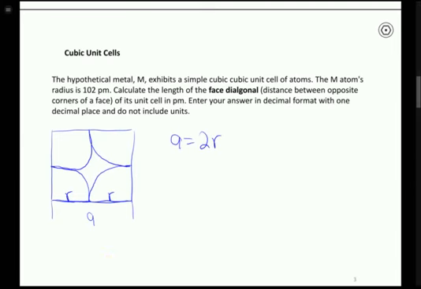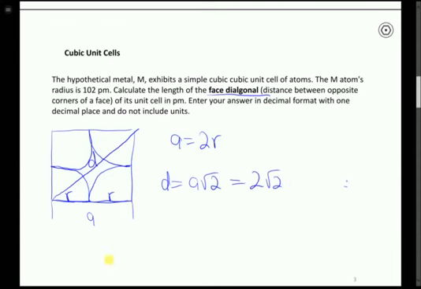But here we're looking for the length of the face diagonal, spelled incorrectly, but that's what we're looking for, the distance between opposite corners of a face. So we're looking for this distance here, which I'll call D. So D, the length of a face diagonal, is equal to A times the square root of 2. That comes from the Pythagorean theorem, which is going to be equal to 2 times radical 2 times R. So we're going to take 2R here, put it in for A, and we get a relationship that the face diagonal is 2R radical 2, which is just going to be 2 radical 2 times the radius, which is given as 102.